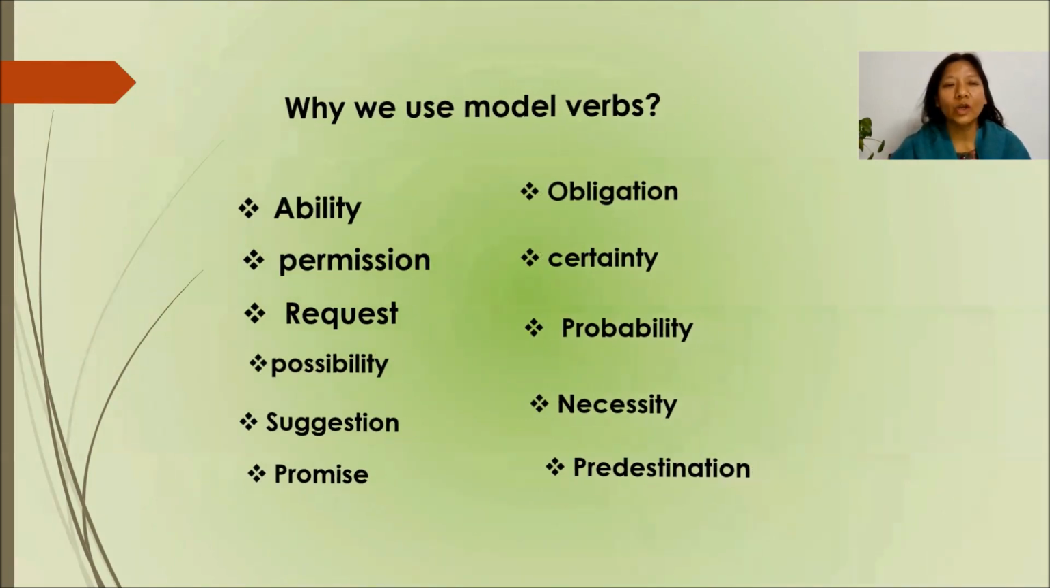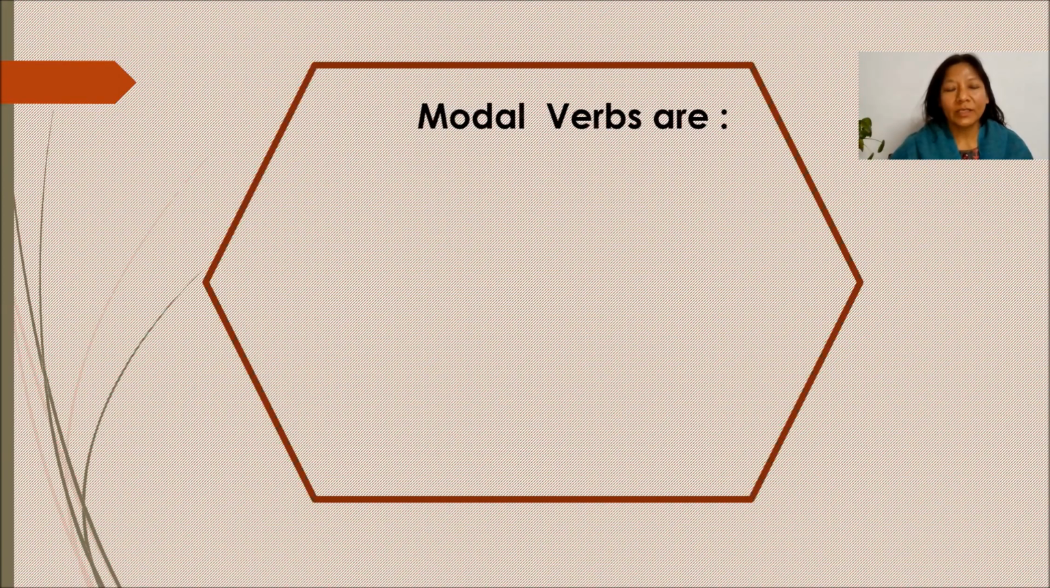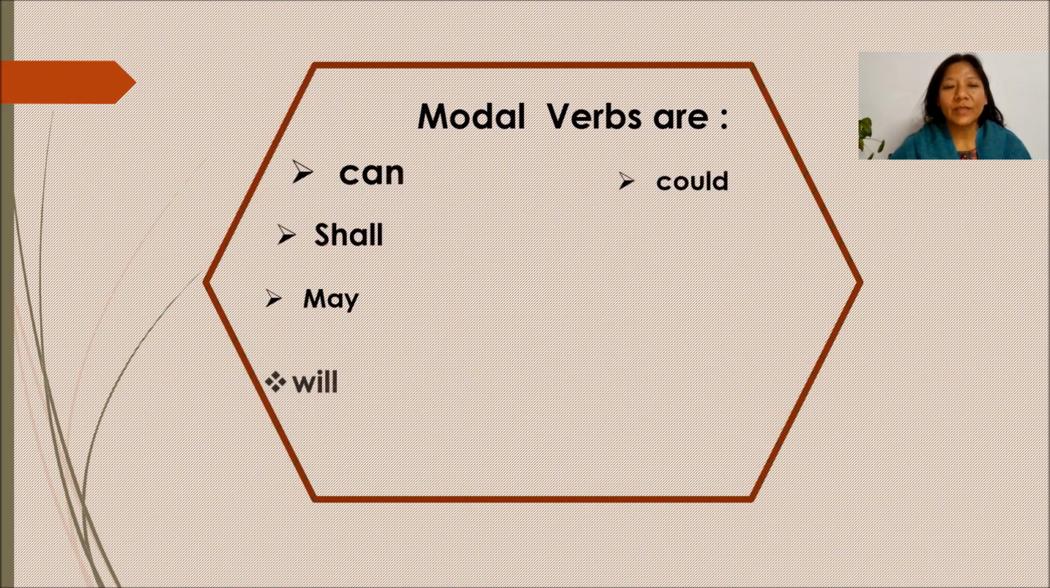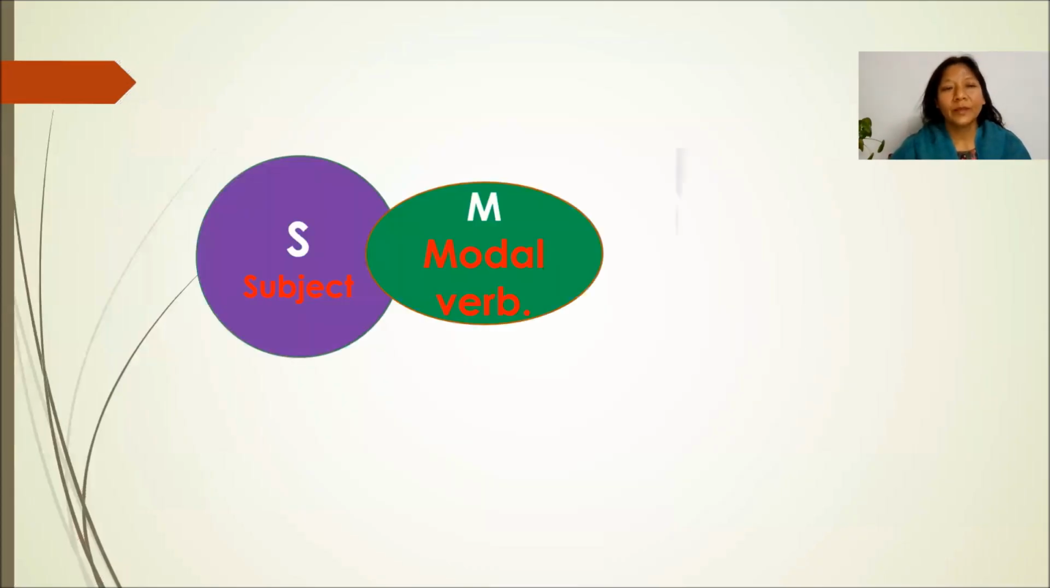What verbs are called modal verbs then? Modal verbs are can, shall, may, will, could, should, might, would, ought to. Okay, these are the modal verbs, right?